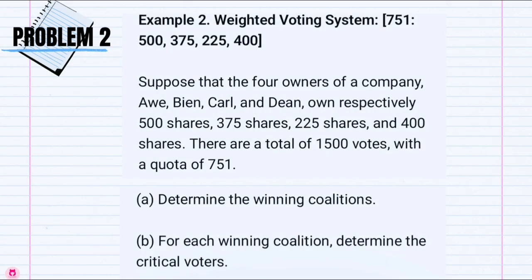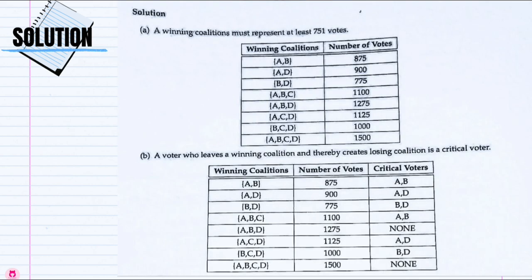Suppose that the four owners of a company, Awi, Ben, Carl, and Dean, own respectively 500 shares, 375, 225, and 400 shares. There are a total of 1,500 votes with a quota of 751. A. Determine the winning collations. B. For each winning collation, determine the critical voters. So we need to determine the winning collations, that is at least 751 votes.